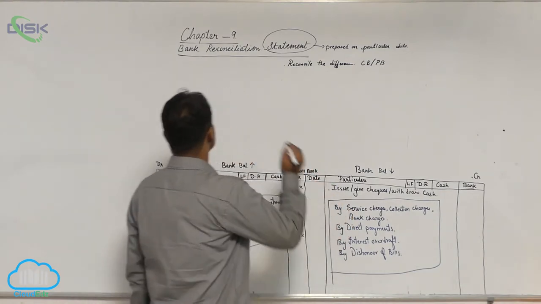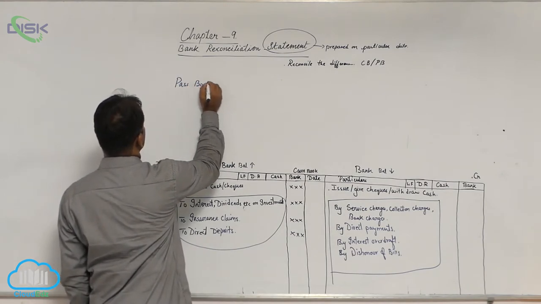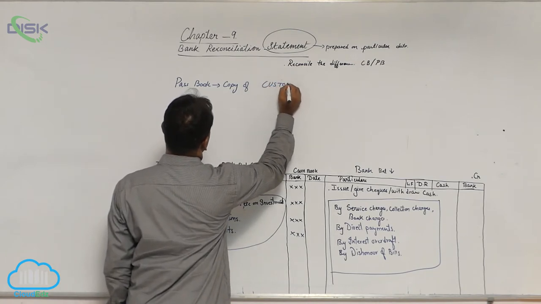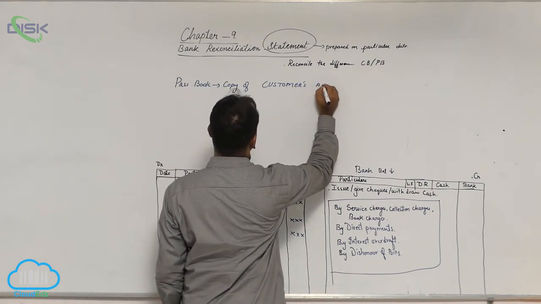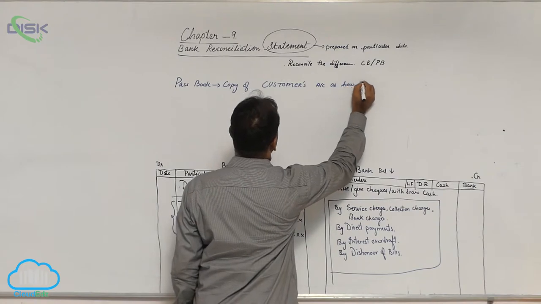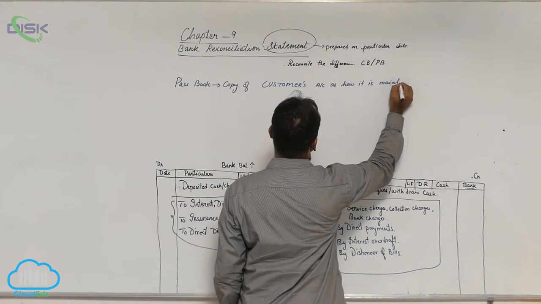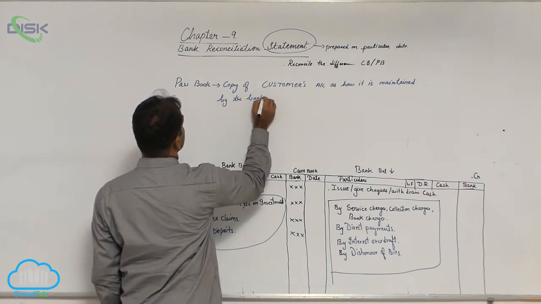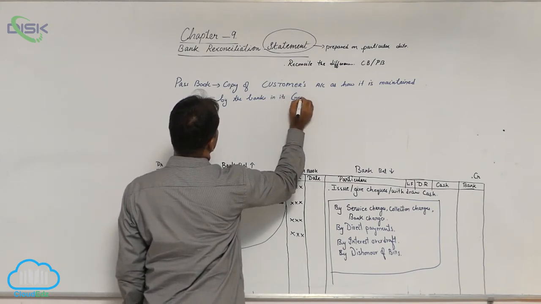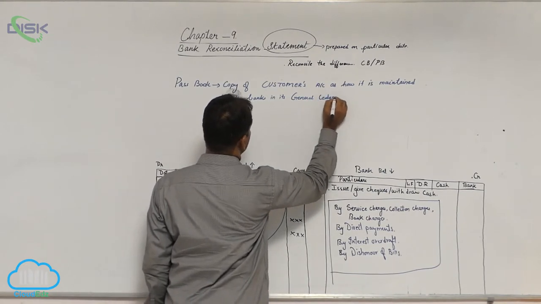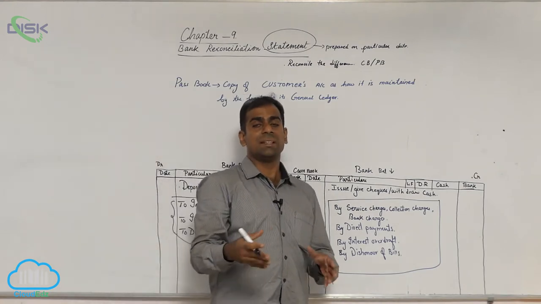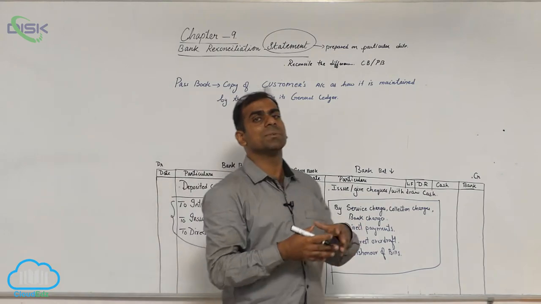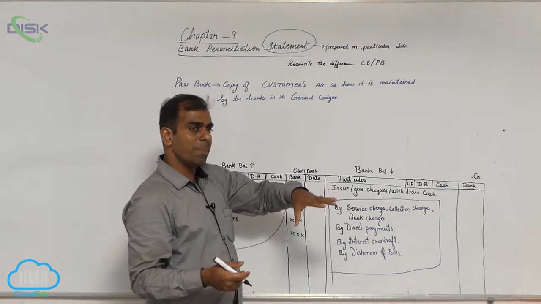So you can say a passbook is nothing but a copy of the customer's account as it is maintained by the bank in its general ledger. That means every account holder, whenever he opens an account, has one account created in his name. You know what an account is because you have done ledgers. So the general ledger is nothing but a book. It is opened and maintained.